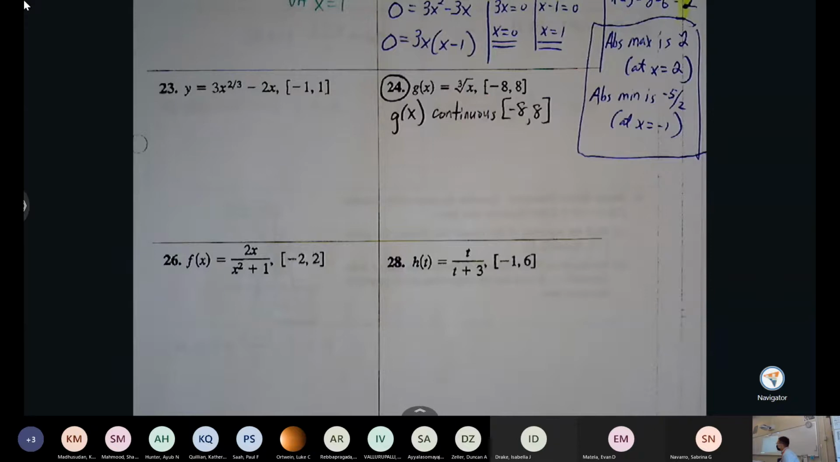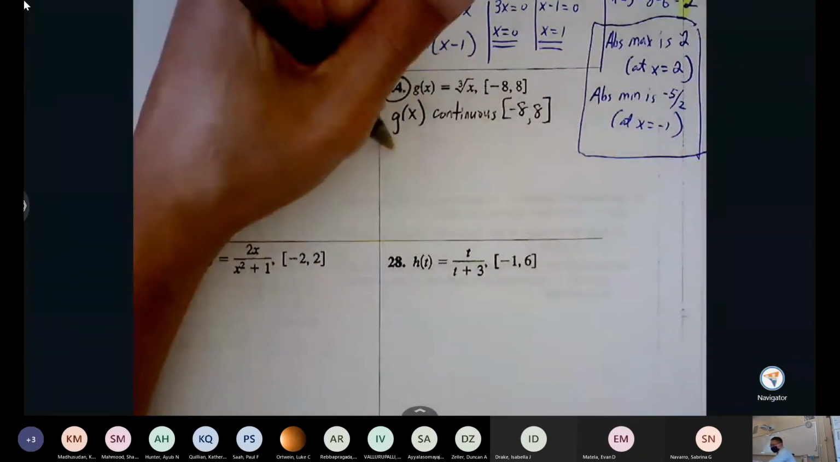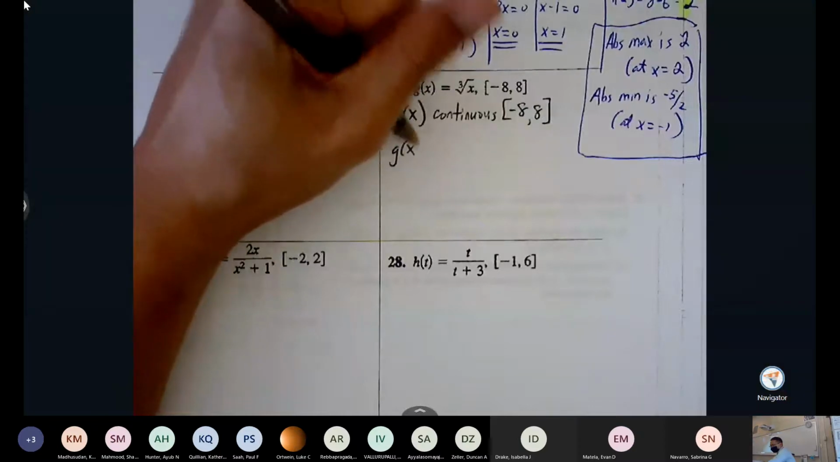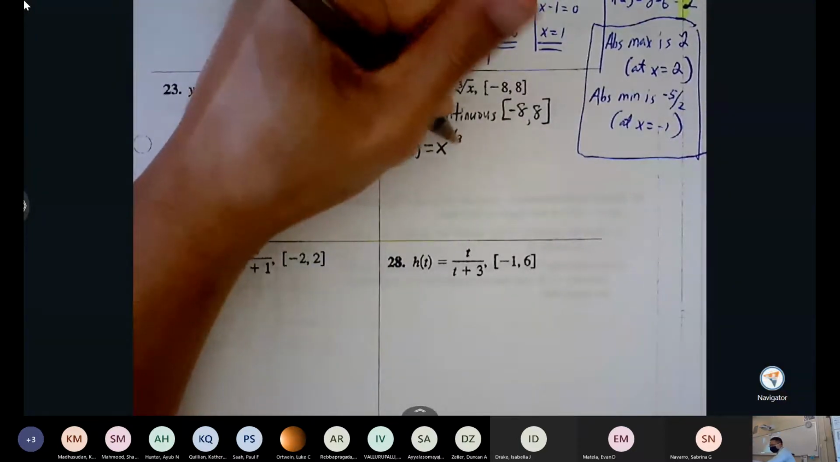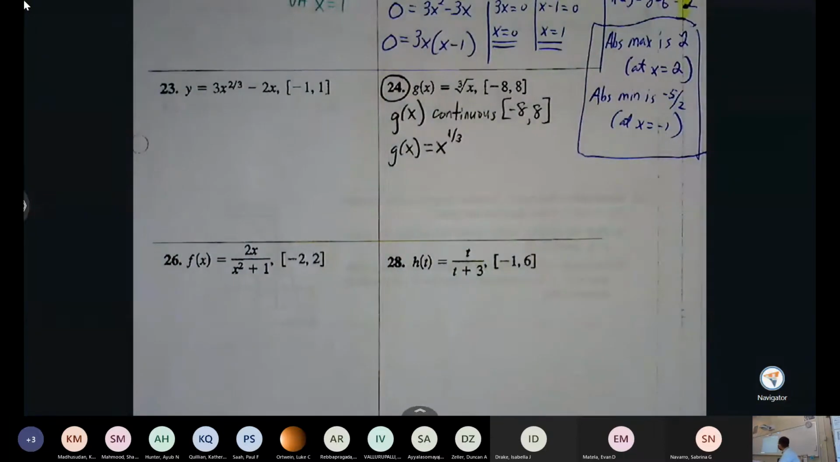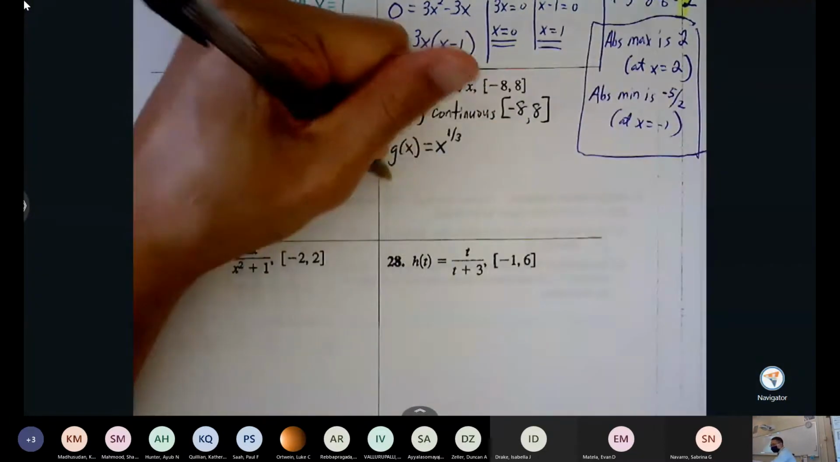Okay, so what's next? We have the endpoints. Now we need to find the derivative, right? We are going to plug in the endpoints, but we're going to save that for the final step, right? So we're going to find the derivative. To find the derivative, we're going to have to rewrite this as x to the 1/3. So our derivative using power rule.